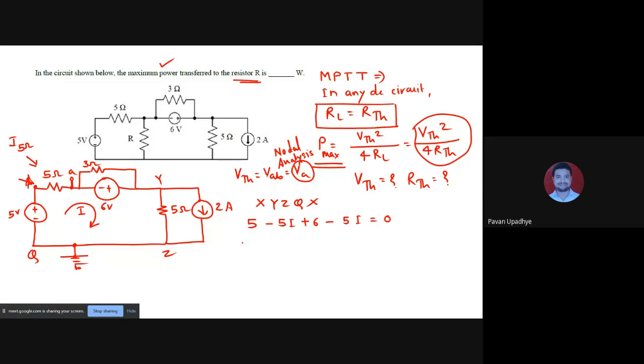Look at this. Here there is only one unknown, which can be evaluated. Is anything left in our case? No, I guess. Yes, 5 plus 6, 11. So 11 is equal to 10I. So this gives me I is equal to... I think something is remaining.